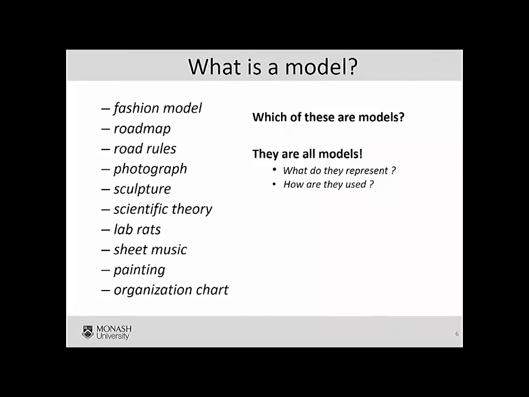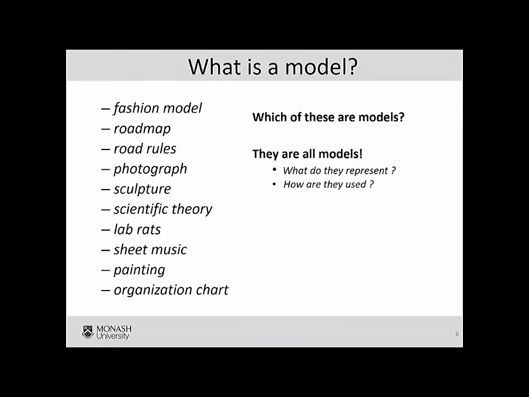Okay, they can all be thought of as models. They don't necessarily have to be models. A fashion model is meant to be an idealised representation of the human body, right? A road map is clearly a model of the roads. It's not the actual roads, but it models how they connect. Road rules is a bit more interesting. Road rules is a model of how people are meant to interact on the road, right? So it's a model of interaction, unlike a road map, which is more directly just a model of the roads themselves.